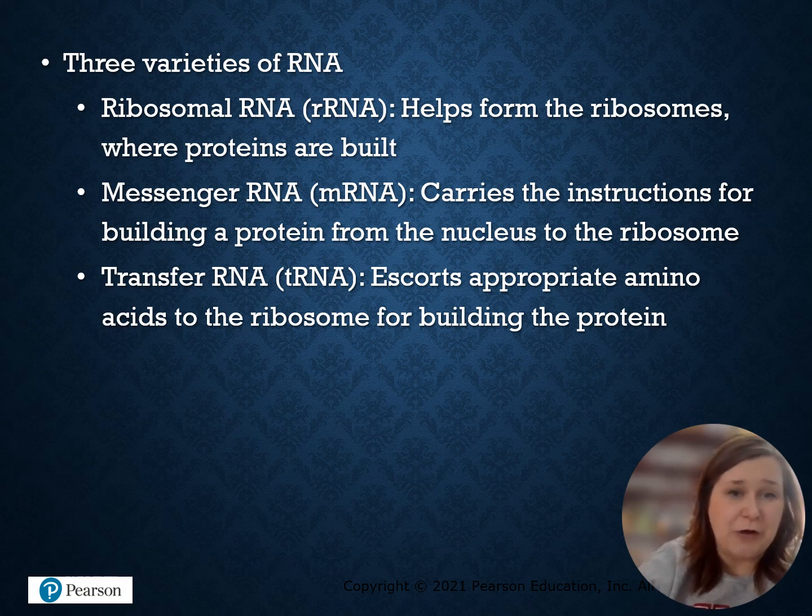There are going to be 3 different varieties of RNA that I want you to pay attention to for the sake of this class. Ribosomal RNA, or rRNA, is going to help form the ribosomes where the proteins are built. Messenger RNA, or mRNA, is going to carry the instructions for building a protein from the nucleus to the ribosome, and transfer RNA, or tRNA, is going to escort appropriate amino acids to the ribosome to help build that protein out.